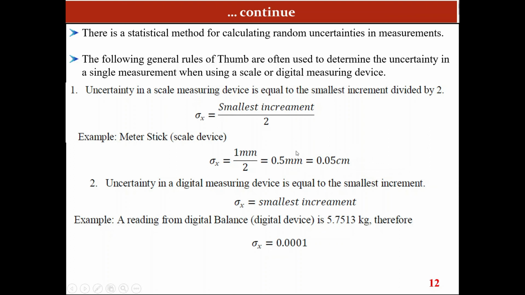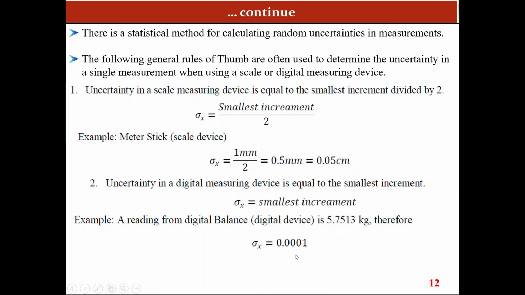Okay, the other one is uncertainty in digital measuring devices, equal to the smallest increment. So the uncertainty in a digital measuring device is equal to the smallest increment. So the smallest increment is this one. So a reading from a digital balance, a digital device, for example, is 5.7513 kilogram. Therefore, sigma x is equal to 0.01.